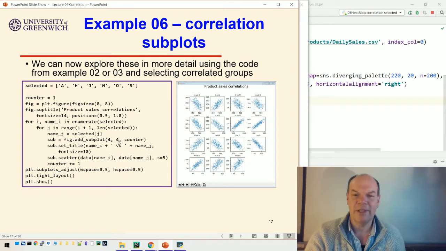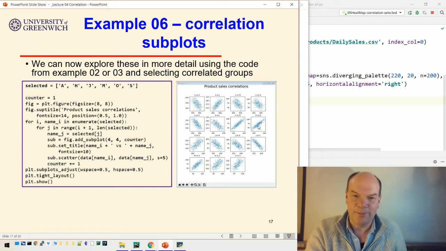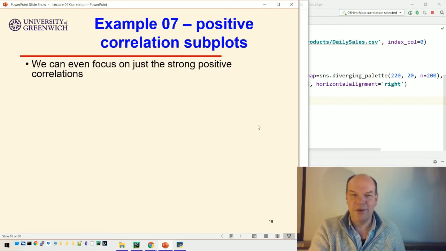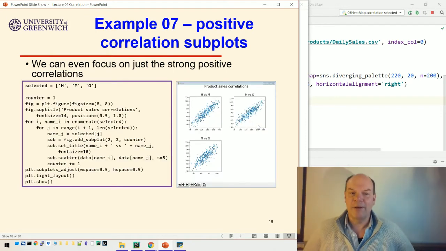And there you can identify some of the strong positives. So you can see that H versus M, H versus O are strongly positively correlated. Those are the 0.9 numbers that we saw in the heat map. Okay, that still might not be close enough detail. So you could just focus on the strong positive correlations. So there I've got H, M, and O.